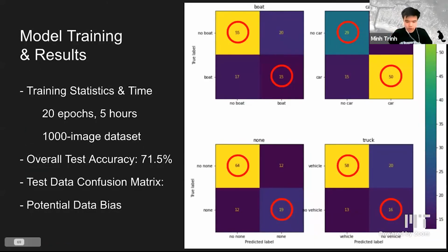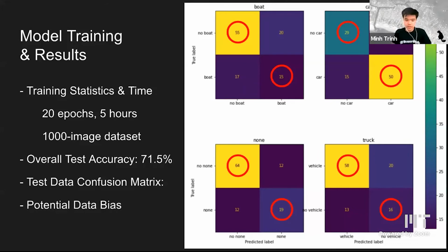So in terms of training, I trained the model for 20 epochs, which took around a full 5 hours. The full training data set had around 1,000 images, with each class, the car, the boat, no vehicle, or truck having around 270 images. After training, we used a smaller testing set to test how the model performed on images not part of its training data set. And from this, we got the overall accuracy of the model, which was 71.5%.